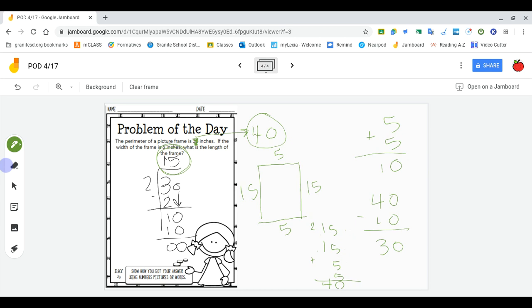You will need to do perimeter with a smaller number of only 30. Good luck.